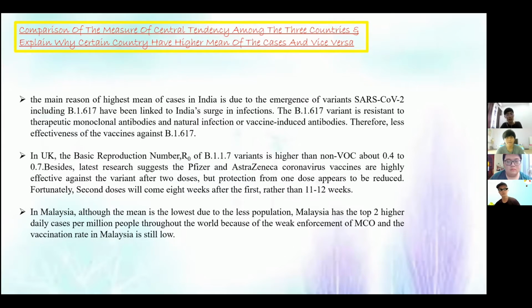The last is Malaysia. Although Malaysia's mean is the lowest due to the smaller population, Malaysia has the top 2 highest daily cases per million people throughout the world because of the weak enforcement of MCO, and the rate of vaccination in Malaysia is very low compared to other countries.